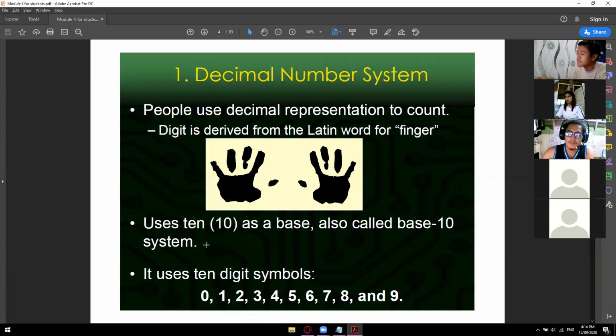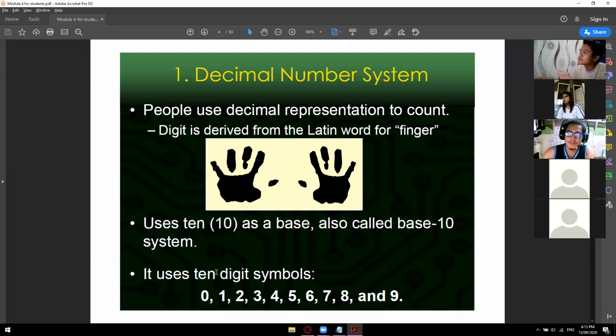Basically, pag sinabi nating decimal, dapat ang maalala nyo na is ito. Or in the Latin word is finger. So, 10 as a base. Since 10 lang din naman yung nasa ito, yung fingers natin sa dalawa nating kamay. Okay? Or minsan din natawag din tong base 10 system. Bakit base 10 system? Kasi it composed of 10 numbers.